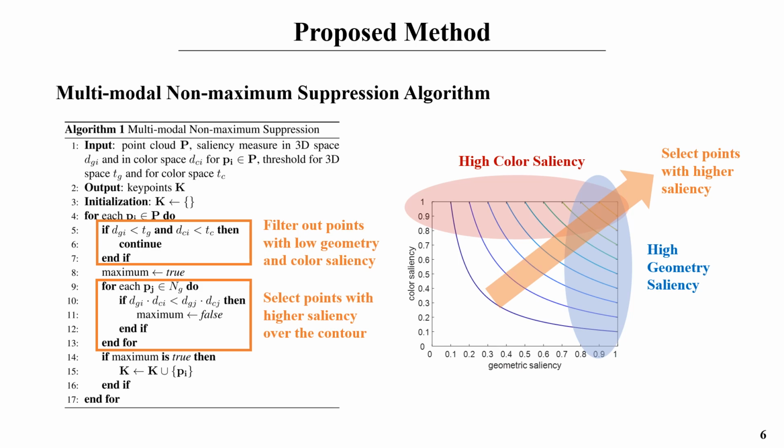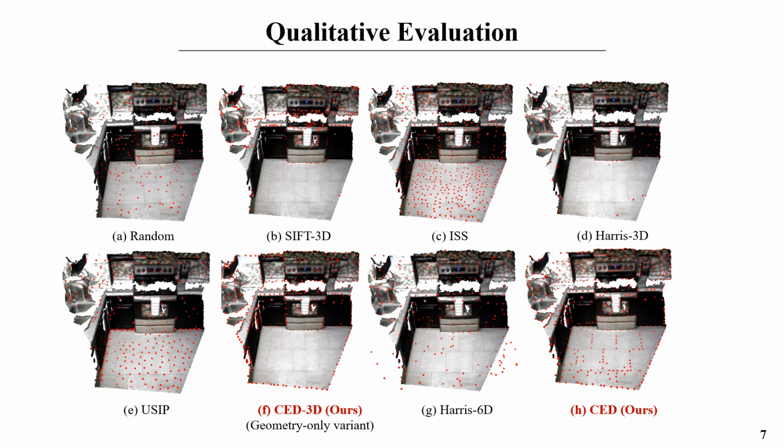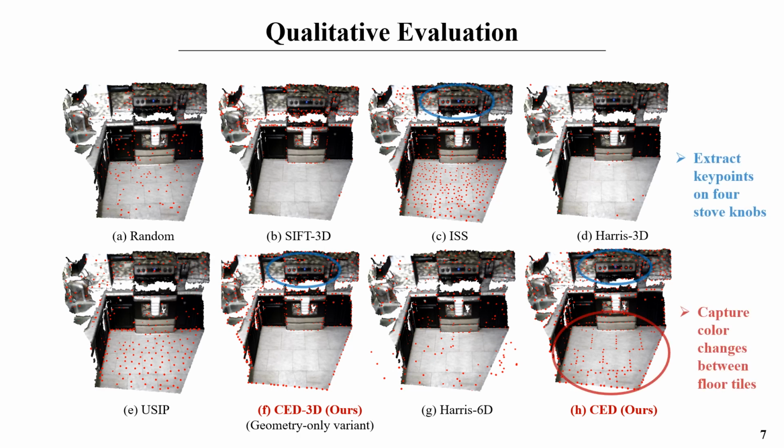For evaluation and results, let us begin with the qualitative evaluation. This is an arbitrary frame in the point cloud dataset captured by an RGBD camera in the real-world environment. We can see that SAT can capture color changes between floor tiles and extract key points with high regularity, and only SAT, SAT3D, and ISS can extract geometry salient key points on 4 stove knobs.